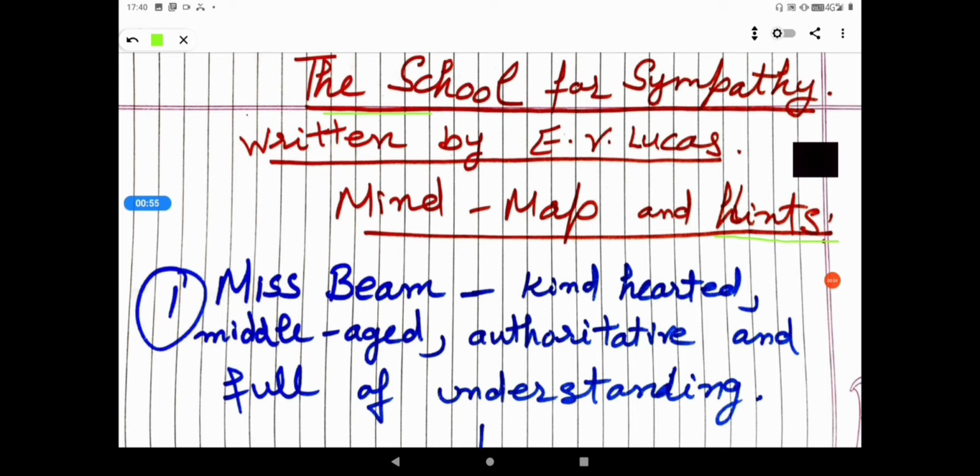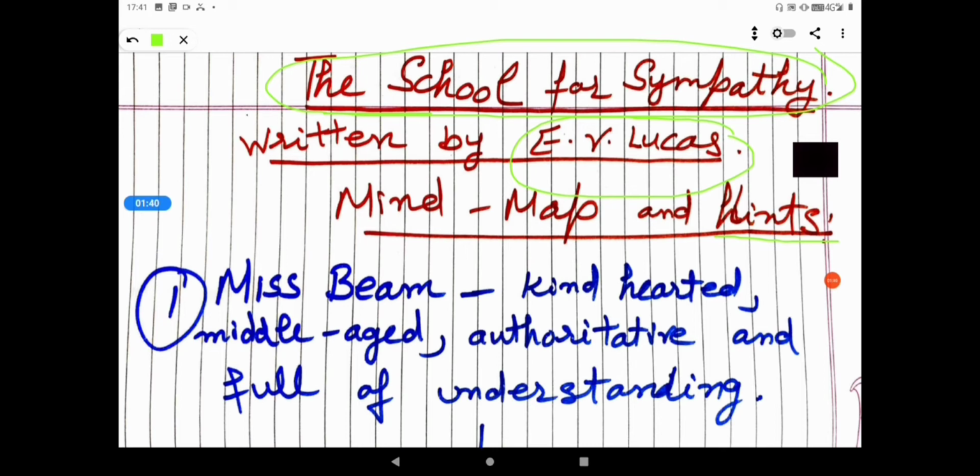Let us start now, and you have to keep in mind the title of the lesson and the name of the writer of the lesson. Here the title is The School for Sympathy and it's written by E.V.Lucas. You have to keep in mind both these things before starting. The School for Sympathy by E.V.Lucas, and it is given in your English book A Rainbow of English.